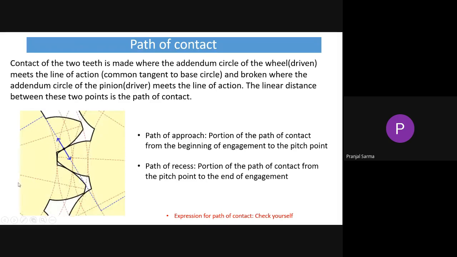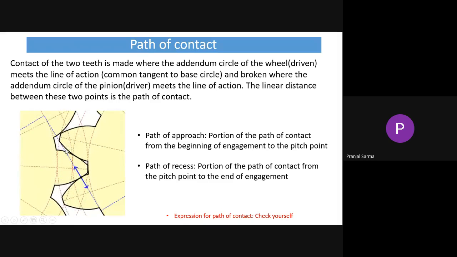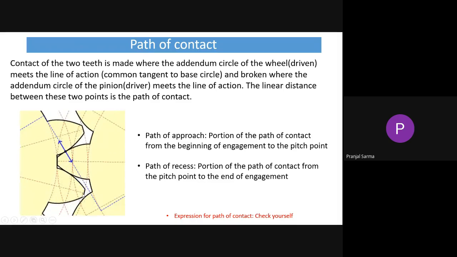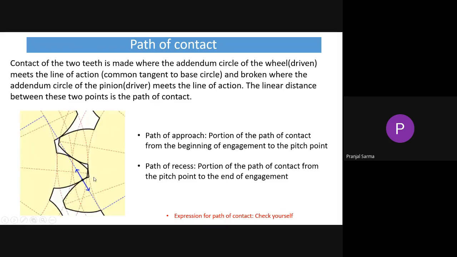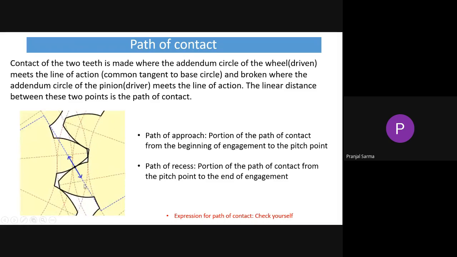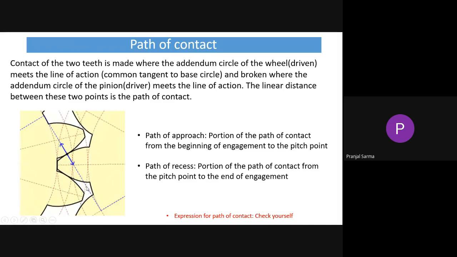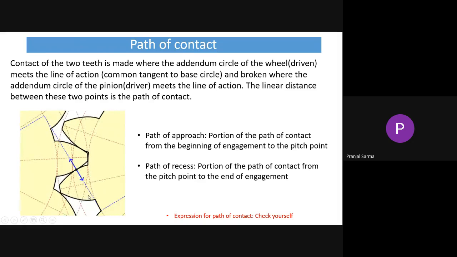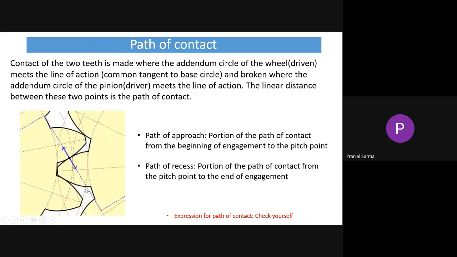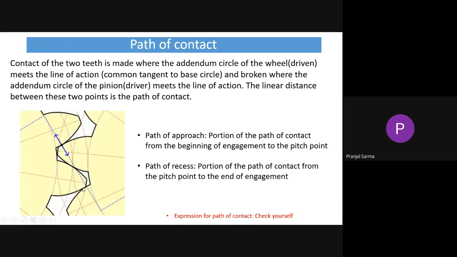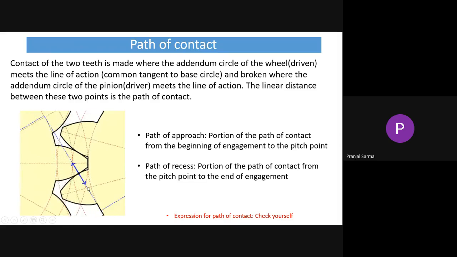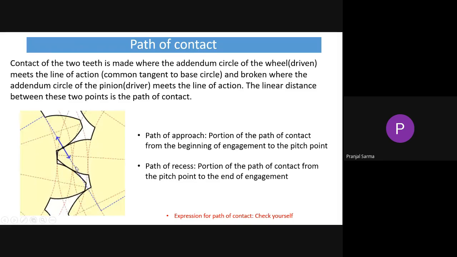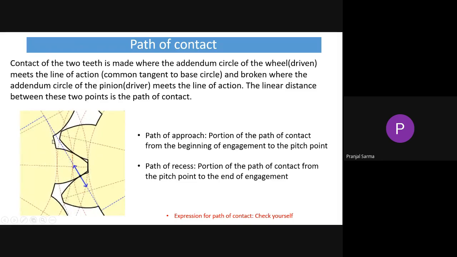Whenever you consider the left hand side gear, and consider once again this particular line of action, whenever the addendum circle of this particular wheel meets this line of action, the blue line, then the contact is broken. You can see that. The cursor will show where it starts and here it ends. So the linear distance between these two points is known as the path of contact.